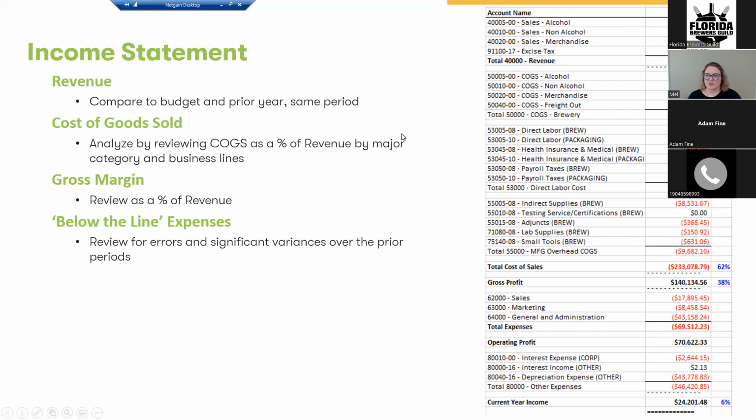So as you're going through your income statement, you're going to start with your revenue, and you just want to compare your revenue with your budget, your expectations, and then also compare with the prior year of this same period, like April 2021, to see if sales grew or if they didn't grow. And then make sure that it seems reasonable to you based on your knowledge of your company.